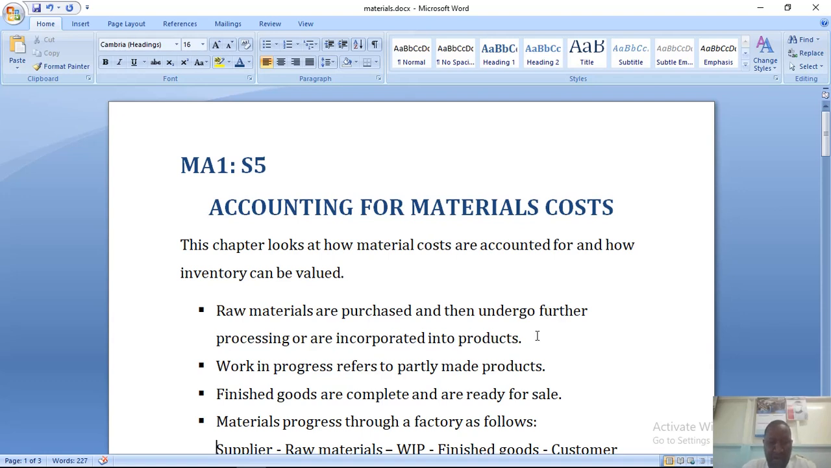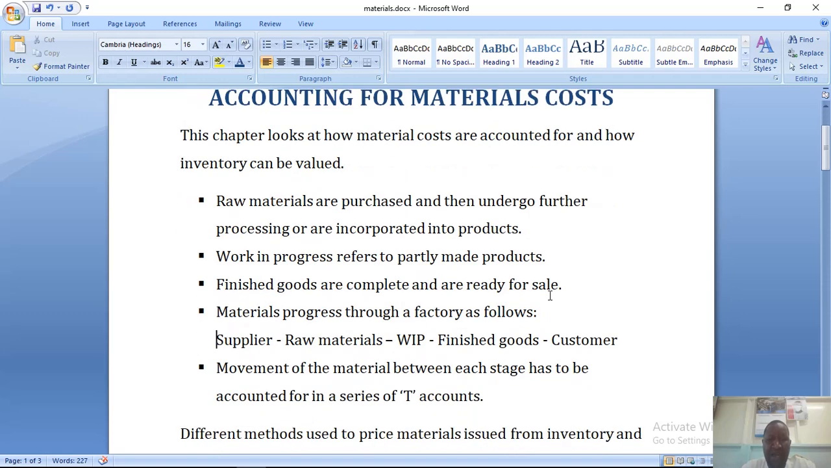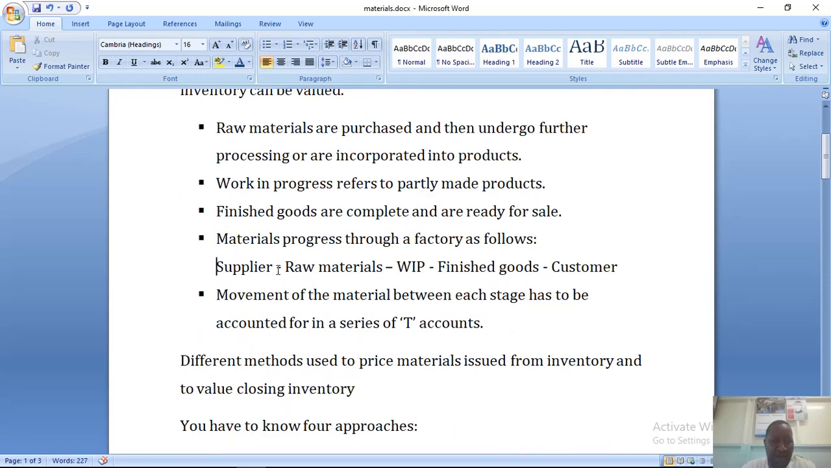Materials progress through a factory as follows. First of all, materials are purchased from suppliers. So material comes into the company. Of course, you may store it, and then these materials are used to produce goods and services. So at the end of the period, you may have both work in progress, incomplete units, and finished goods. Finished goods, of course, go to the customers. So the movement of materials between each stage must be accounted for in the form of T accounts.